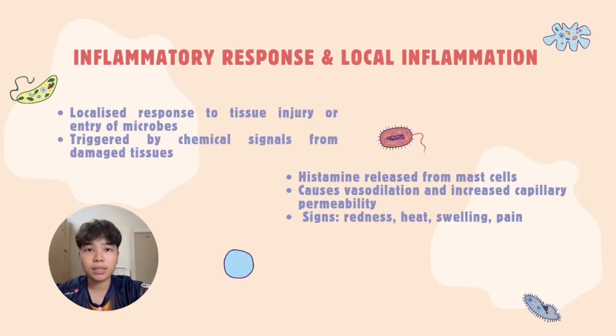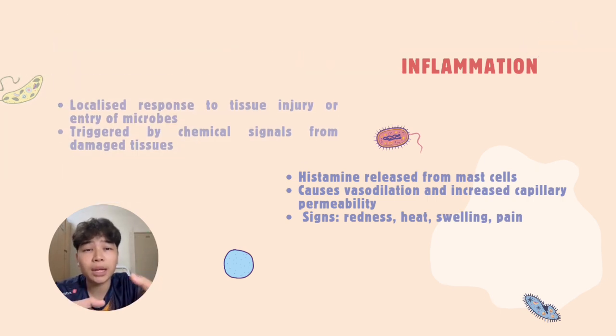Inflammation is a localized tissue response that occurs when tissue damage occurs or microbes enter the body. Damaged tissue releases chemical signals, especially histamine, from mast cells. Histamine causes blood vessels to dilate and become more permeable. This increases blood flow and allows immune cells to reach the injured area. The results, such as redness, heat, swelling, and pain, occur.